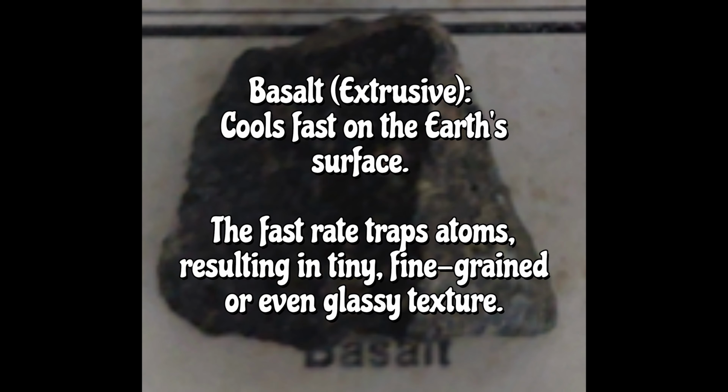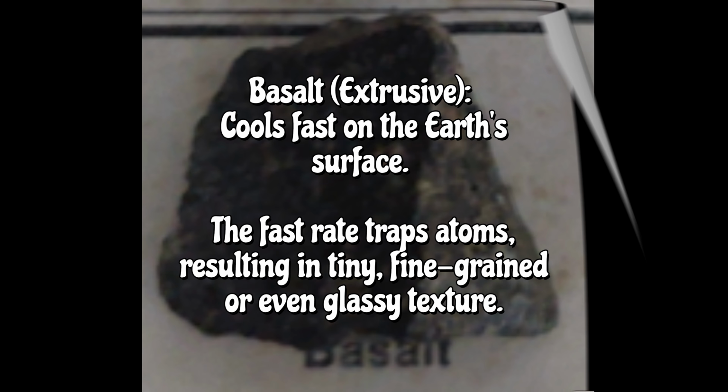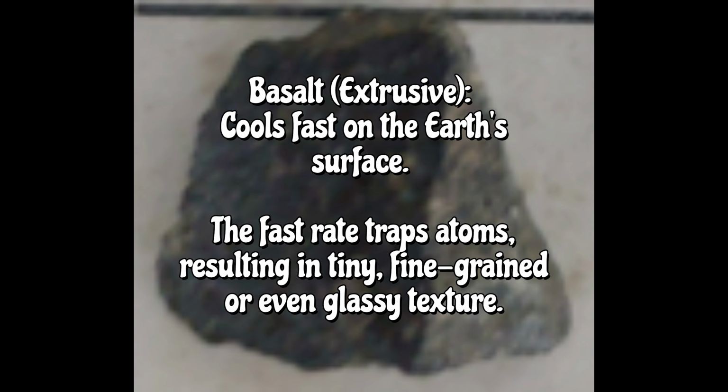Basalt, extrusive. Cools fast on the Earth's surface. The fast rate traps atoms, resulting in tiny, fine-grained or even glassy texture.